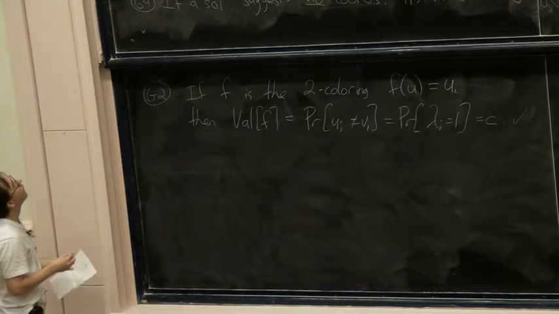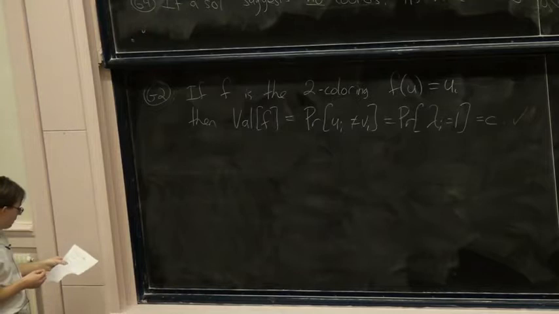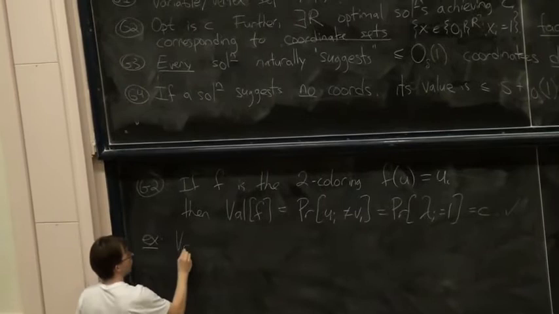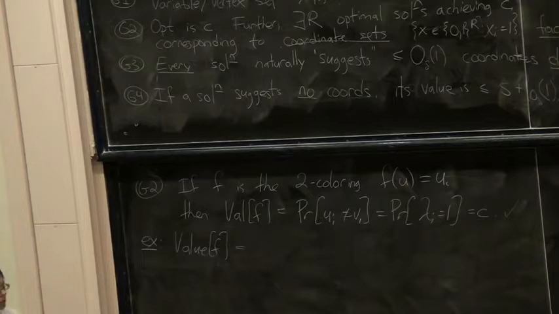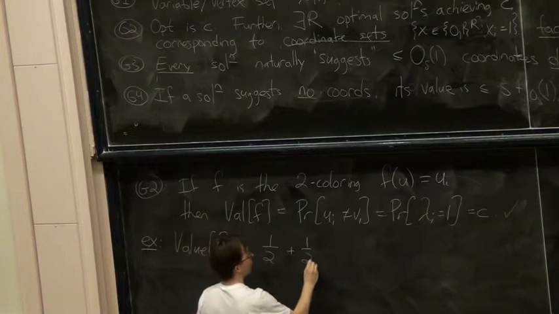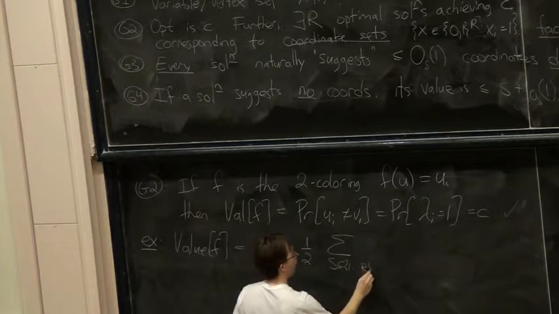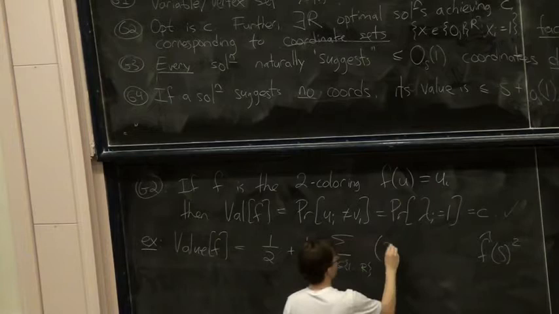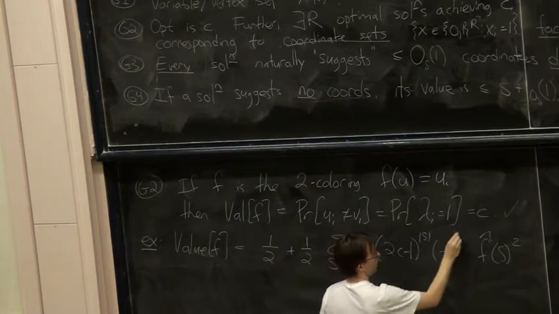So now we have to think about G3 and G4. Well, again, it's an easy Fourier exercise that the value of any old function f can be written in terms of the Fourier coefficients. The formula looks pretty similar. It's a half plus one half sum over all subsets S of 1 through r of, well, there's f hat of S squared now. There's (2c minus 1) to the cardinality of S. And there's (minus 1) to the cardinality of S plus 1.